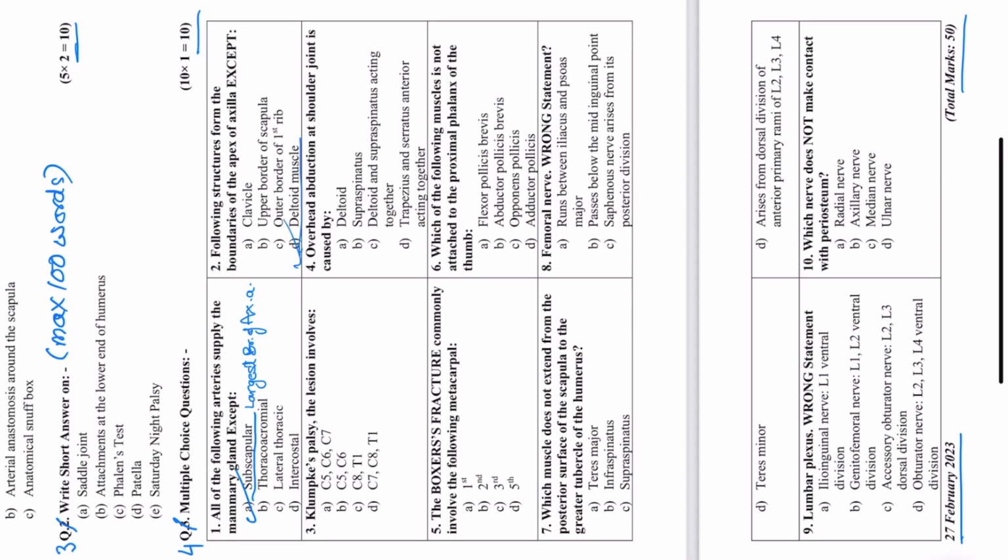Question number 3: Klumpke's palsy, the lesion involves C5, C6, C7; C5, C6, C8, T1; or C7, C8, T1. A very important and very simple, easy question. You are seeing the brachial plexus, and all these roots are actually the anterior primary rami of these spinal nerves. The site of injury in Klumpke's paralysis is the lower trunk of the brachial plexus, and the spinal segments contributing to this lower trunk are C8 and T1.